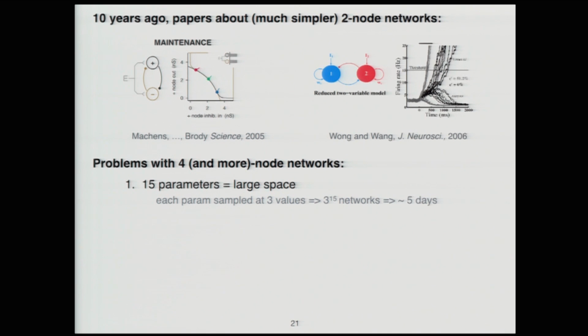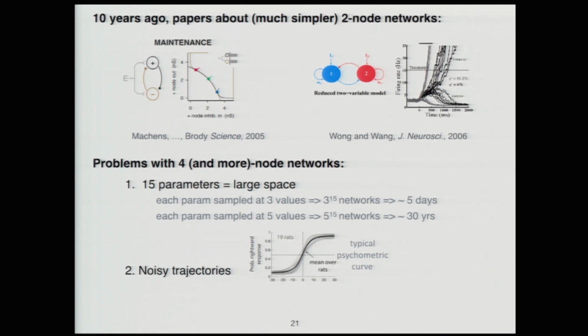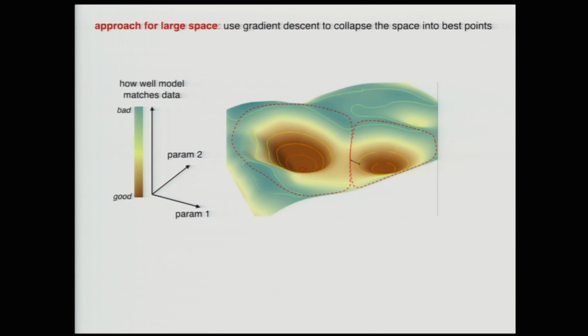But we don't know how finely we need to sample. So if it turns out we need to sample at 5 values per parameter, then it would take us about 30 years. So a bit of a problem. So what is it that we're trying now? Well, what we're trying now is trying to use gradient descent to try and simplify the space that we're looking at. So let me explain what I mean by that.